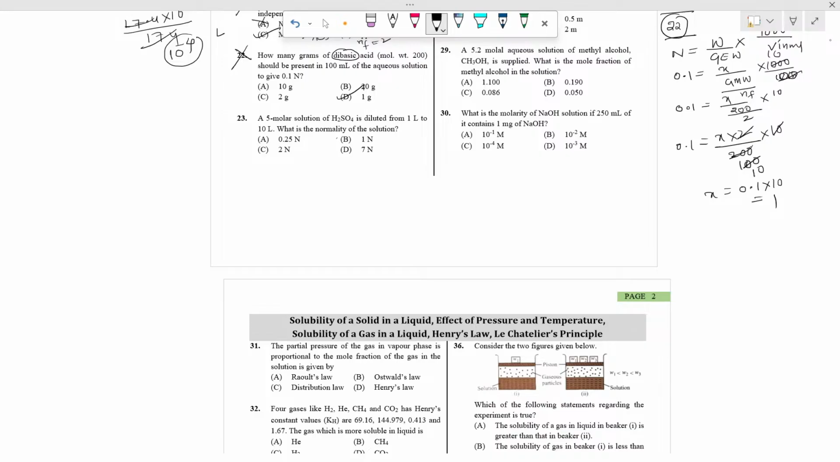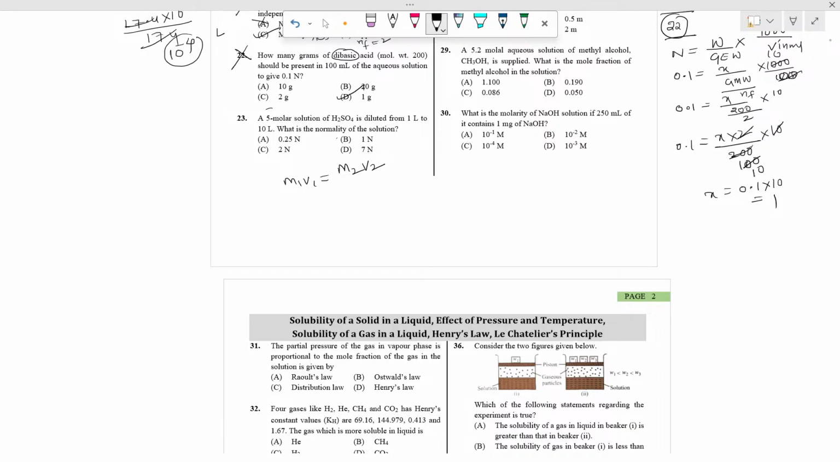In case of question number 23, a 5 molar solution of H2SO4 is diluted to 1 liter. Molarity is given and they are asking normality for it. So from 5 moles to 1 liter, the dilution formula we have to use. What is the formula of dilution? M1V1 is equal to M2V2. This is the formula of dilution.